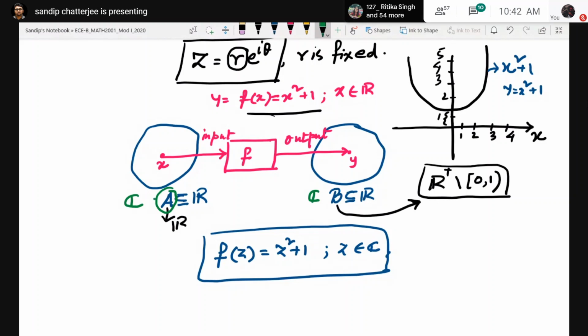So your A is the set of complex numbers, your B is the set of complex numbers. That means both your domain and range need to be replaced by the set of complex numbers.